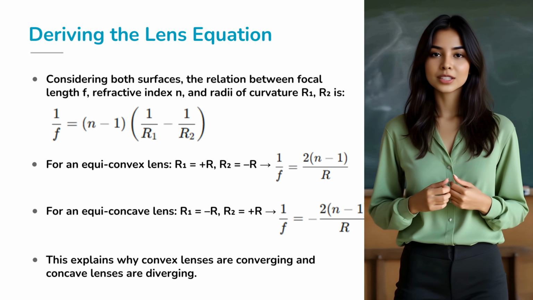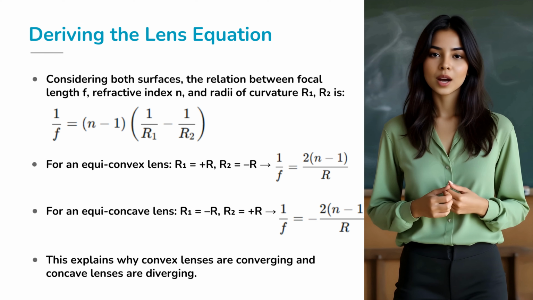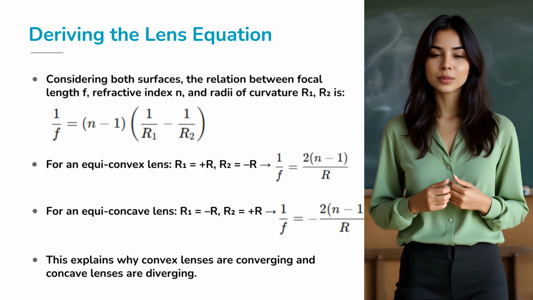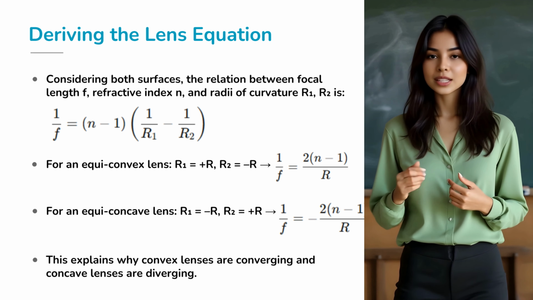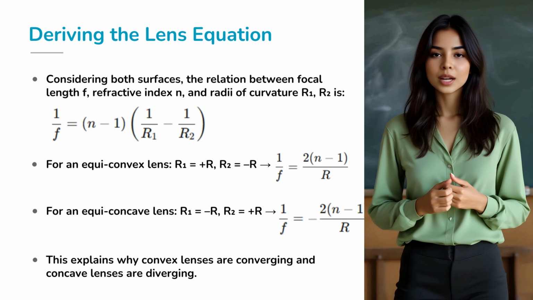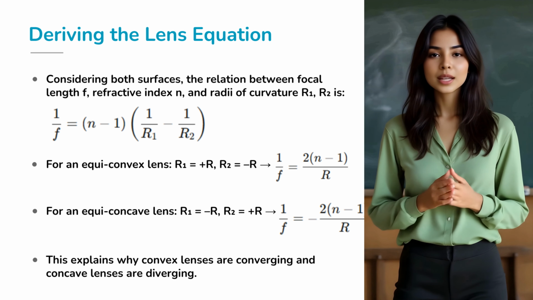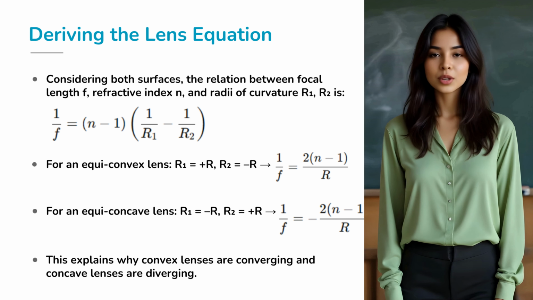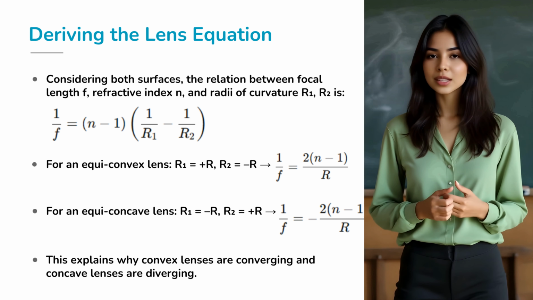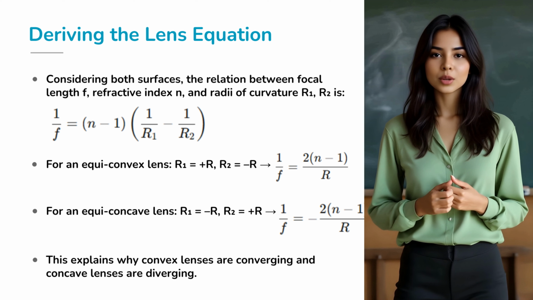For an equiconvex lens, R1 is positive R and R2 is negative R. Substituting these values, we get 1 by f equals 2 times (n minus 1) by R. That means convex lenses are converging. They bring light rays together like friends crowding around a birthday cake.